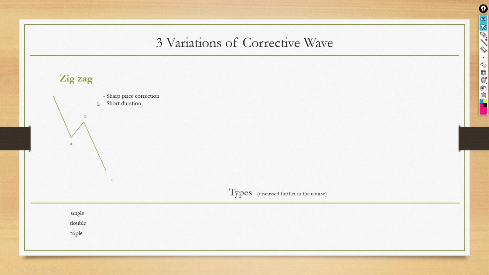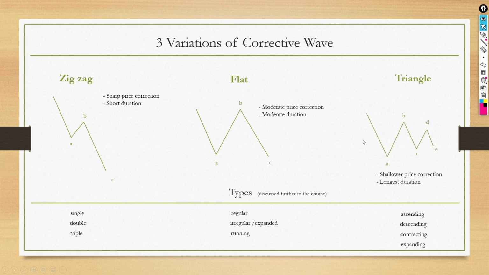We have zigzag correction. Now this correction has sharp price correction and a short duration. And then we have flat, which has a moderate price correction and a moderate duration. And lastly, we have triangle, which has a shallower price correction compared to zigzag and flat, but it tends to have the longest duration.